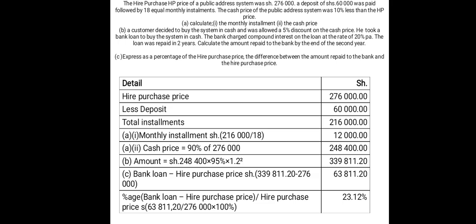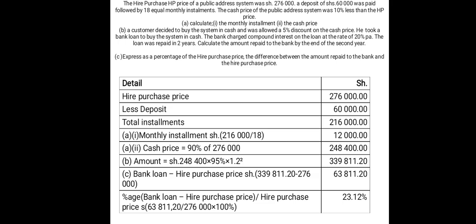A customer decided to buy the system in cash and was allowed a 5% discount on the cash price. He took a bank loan to buy the system in cash. The bank charged a compound interest on the loan at the rate of 20% per annum. The loan was repaid in 2 years. Calculate the amount repaid to the bank by the end of the second year. C. Express as a percentage of the hire purchase price the difference between the amount repaid to the bank and the hire purchase price.